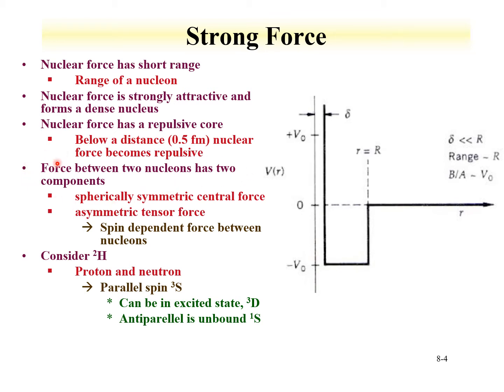The force between two nucleons has two components. There's a spherical symmetric force and then an asymmetric force. If one considers a relatively simple nucleus, deuterium, it has a proton and a neutron. These can be parallel spin, so the spin of the neutron and the proton being up. It can also be anti-parallel in unbound states. So there's some spin properties here that are used to help describe the nucleus.